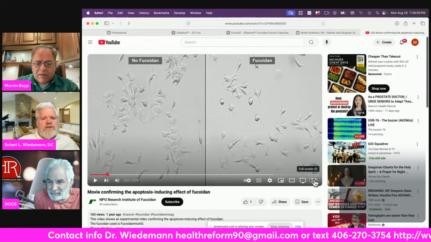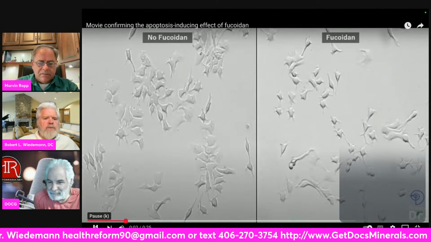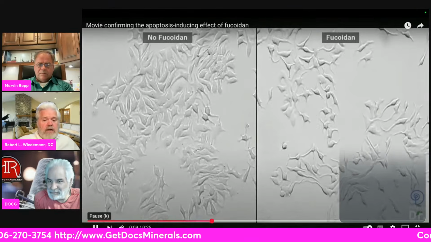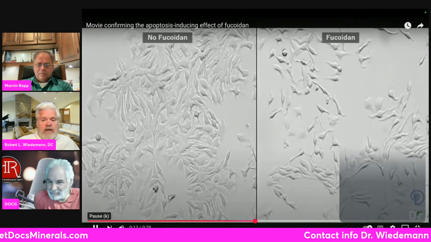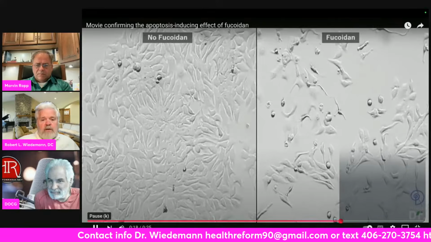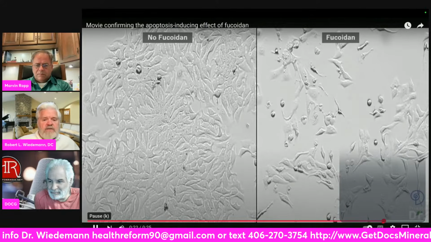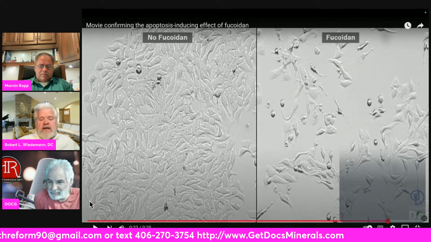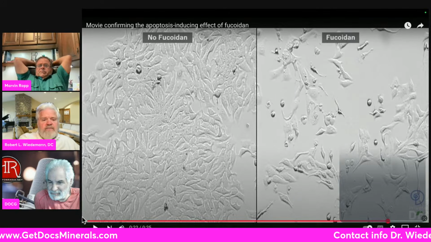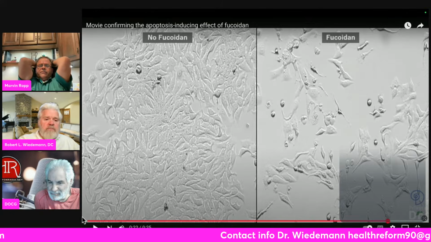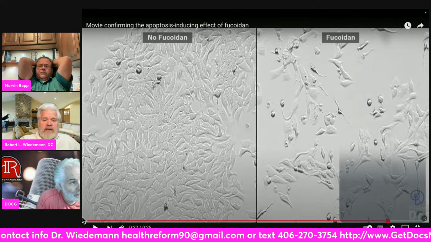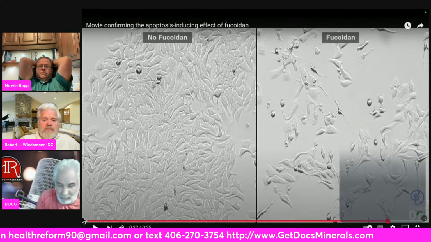Yeah, you can see it. It starts out as a group in the upper left-hand corner, and it spreads to basically being the whole screen. It's rapidly dividing cells, and on the right-hand side, you can actually see the cells destroying themselves. On the left-hand side, the whole screen is a mass of cells, and on the right-hand side, they've destroyed themselves. So the fucoidan has an influence, and there are over 1,000 articles in PubMed about the effects of fucoidan on cancer cells. So we have the evidence from the medical profession itself that this is effective.